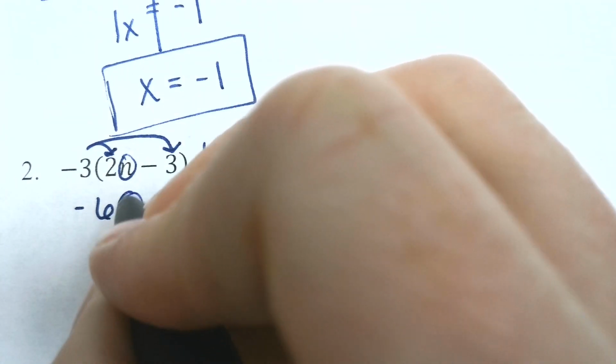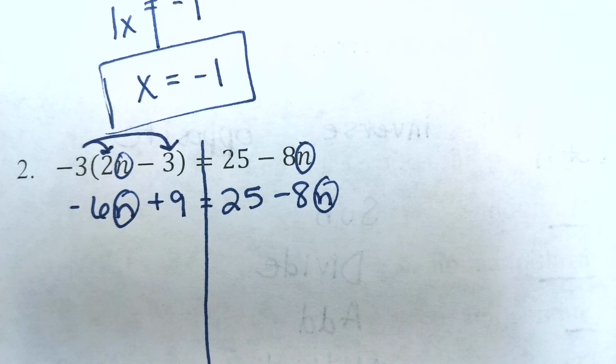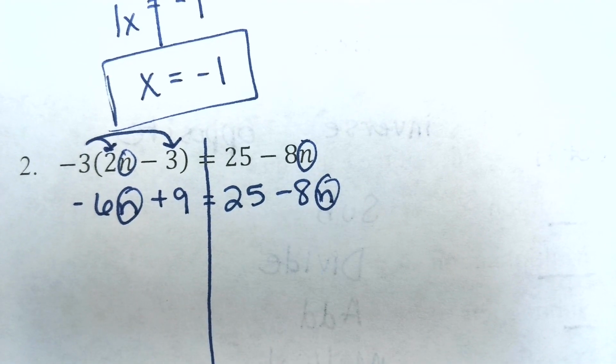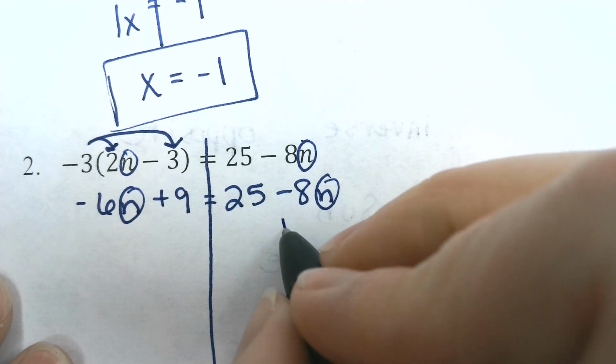I want to circle my variables again. Now look at your variables. We have negative 6 and a negative 8. Which one is smaller? Negative 8. Think about negatives as, like, you owe somebody money. You borrowed money, owing $6 versus owing $8. The smaller one is owing 8. So we need to do the opposite. So we're going to add 8 in.